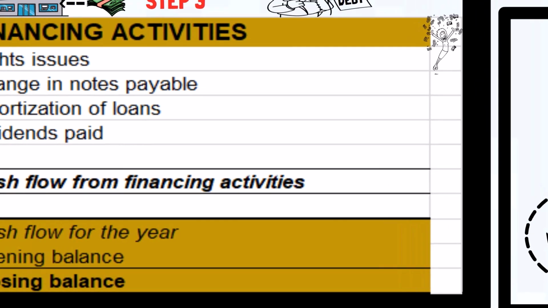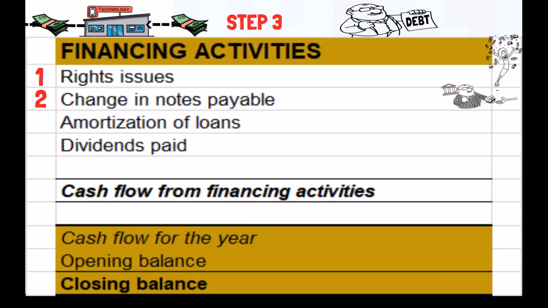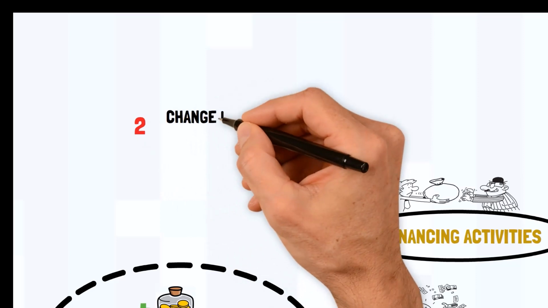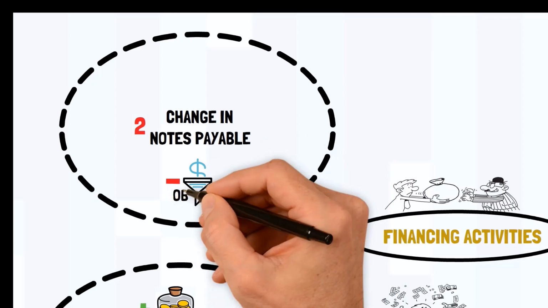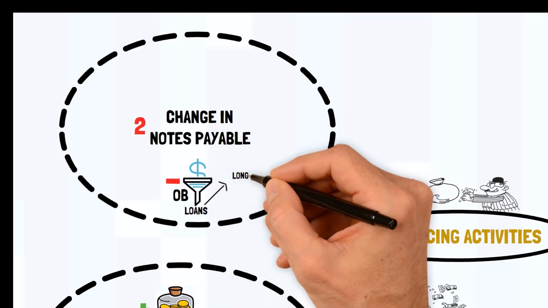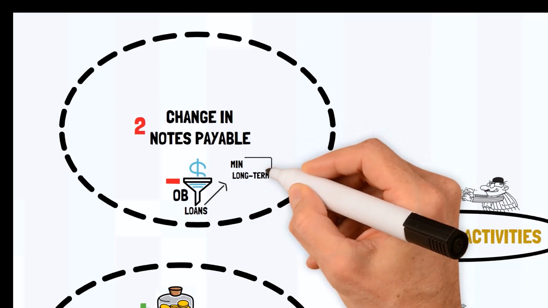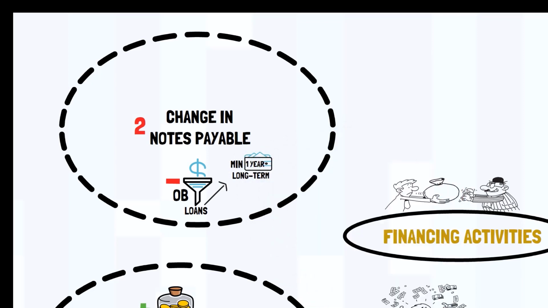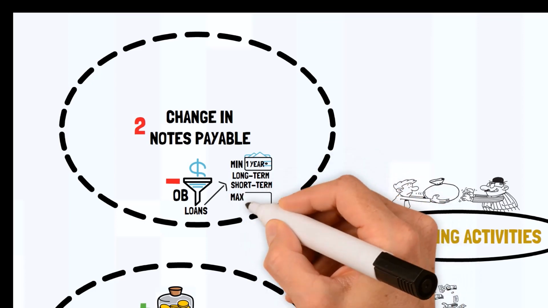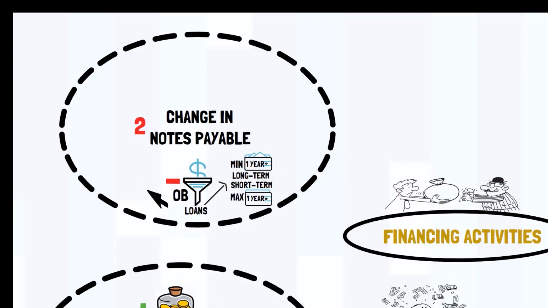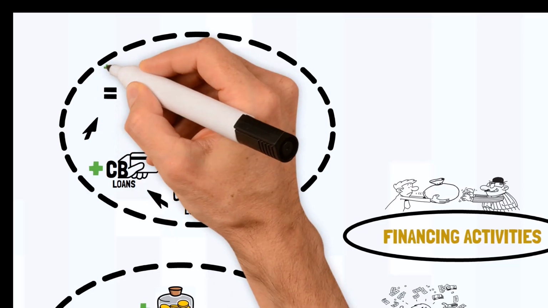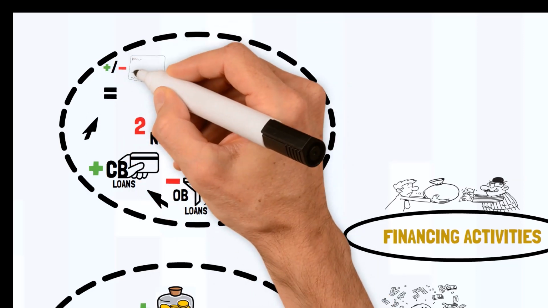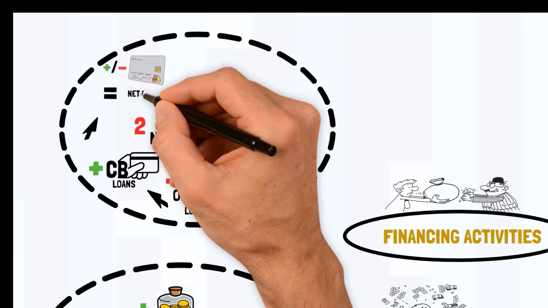The second part of the cash flow from financing activities is change in notes payable. In the category change in notes payable, start by subtracting the opening balance of the loans. The loans can be long-term, which means that the debt is due for payment after more than 1 year, while the short-term loans are due for payment within 1 year. Then add the closing balance for long and short-term liabilities or loans. The closing balance for loans, together with the opening balance of loans, constitutes a net change in loans.